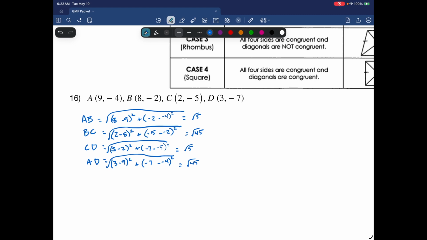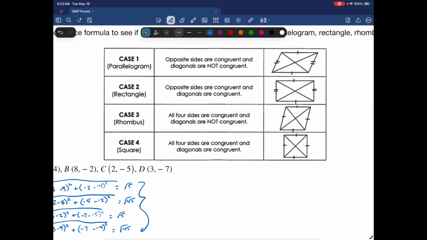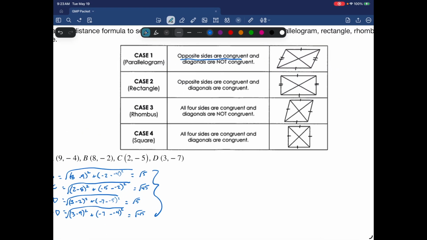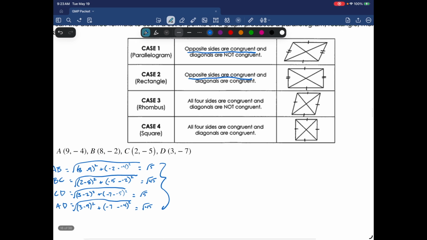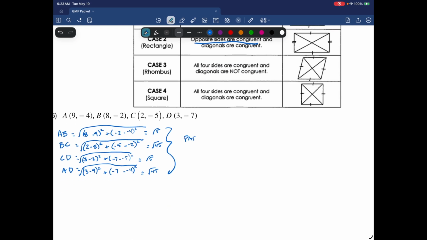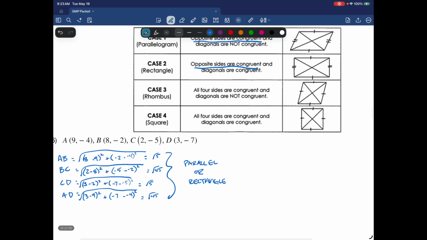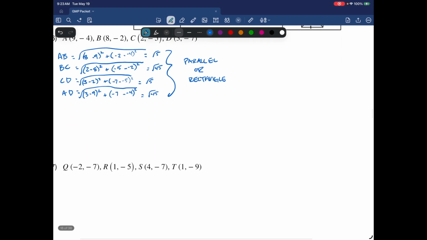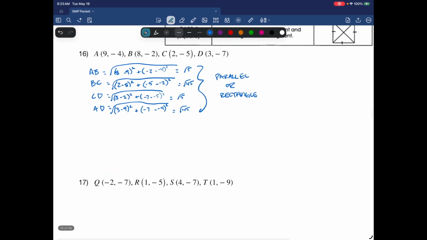So this is telling me that opposite sides are congruent. So using my chart, opposite sides are congruent, opposite sides are congruent. All right, so this is either going to be a parallelogram or a rectangle. And so the second part of that is, are the diagonals congruent or are they not congruent? And so I would need to then find AC and BD.